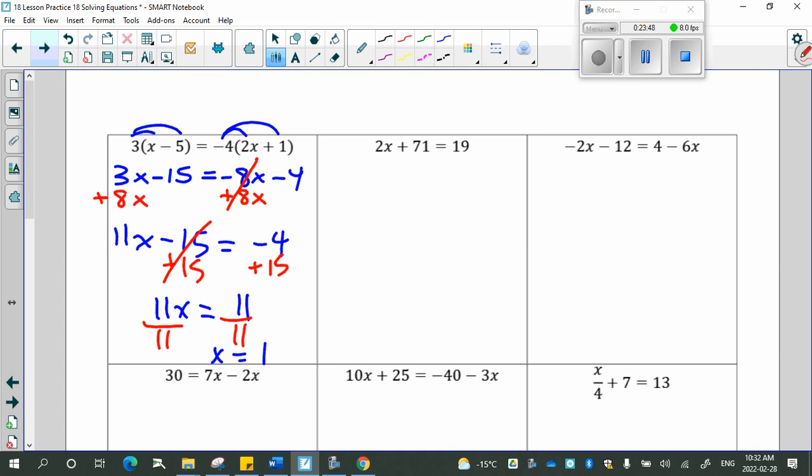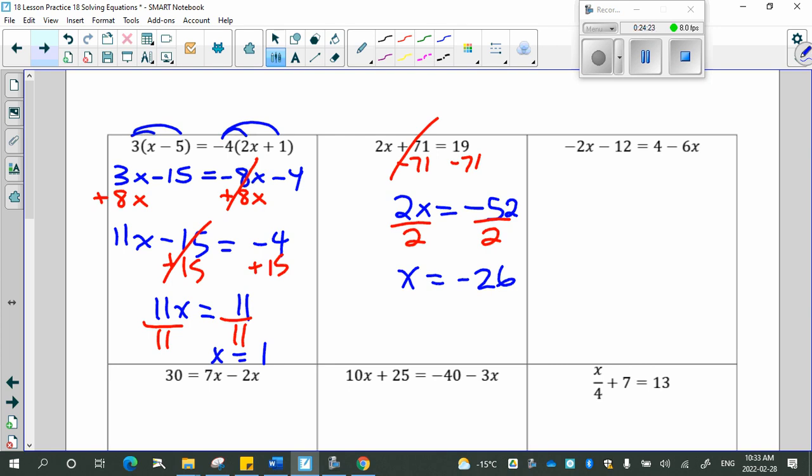This one, straightforward. Subtract 71 on both sides. So 2 x's is negative 52. And then divide both sides by 2. And you get x equal to negative 26.